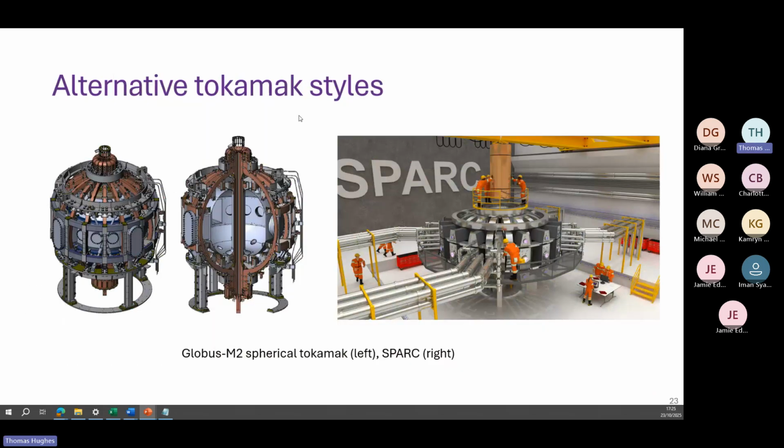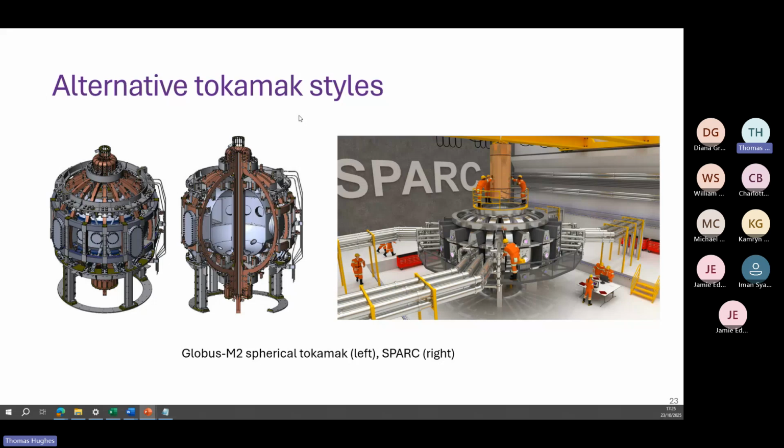So we've gone through ITER. ITER is a really good example. It's also potentially the biggest. So there's some other examples here. So this is the Globus-M2, which is a Russian spherical style tokamak. It is just generally more spherical than a normal tokamak. They're just trying to reduce the size of the central solenoid and make the whole thing smaller. It's smaller, it's cheaper, it's easier to build, that sort of stuff.